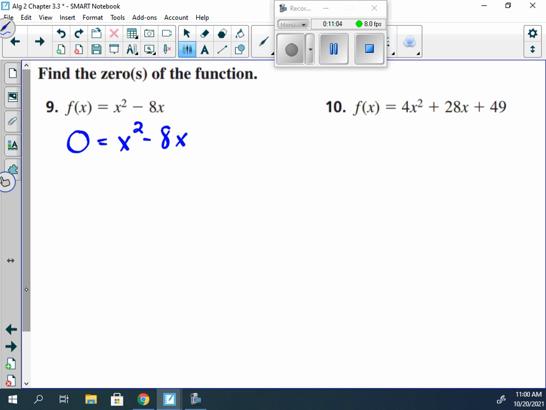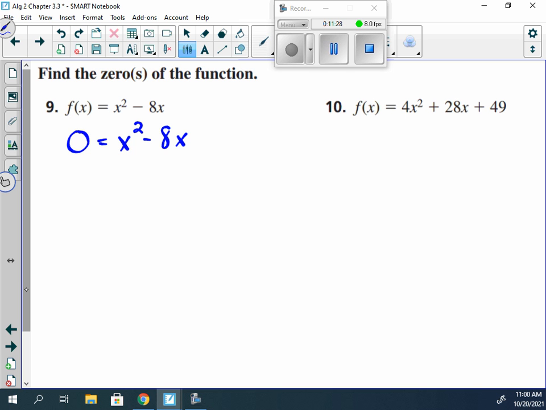Well, the number in front of x squared is 1, right? 1 and 8x really don't have any greatest common factors. Is there anything else that could be? Not 0, but there is something there. Do they both have x?